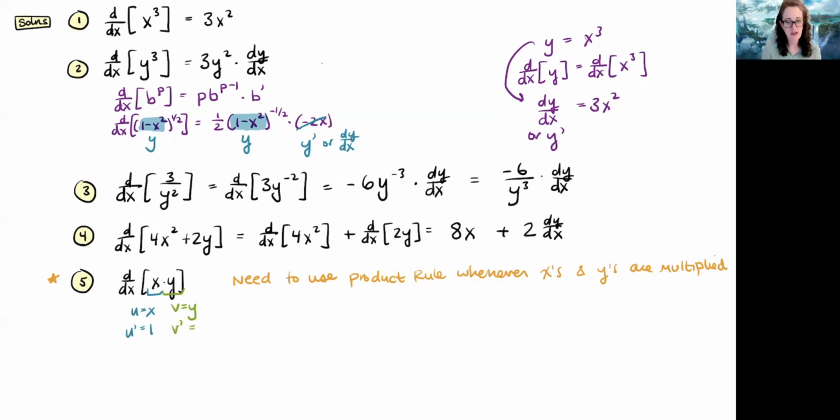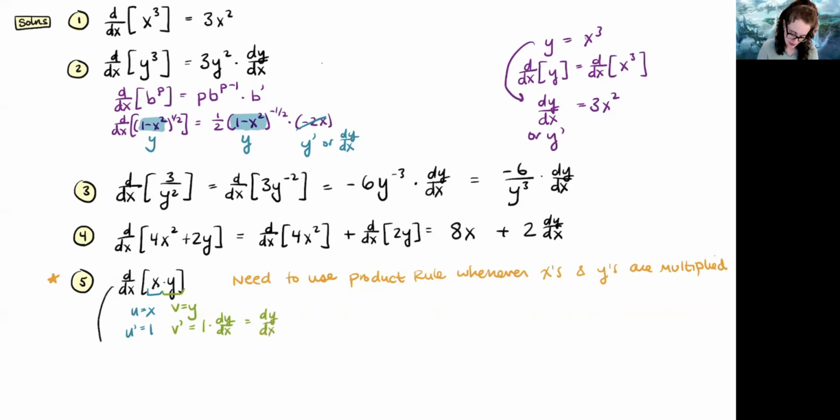V prime is the derivative of y. Here is where we need the implicit differentiation process because we are finding the derivative of y term, but it's with respect to x, dx of the entire thing. So the derivative of y will be 1 as well, but this 1 needs to be multiplied by dy dx. 1 times dy dx is just dy dx, so we can rewrite that.